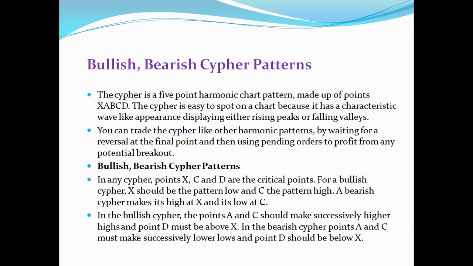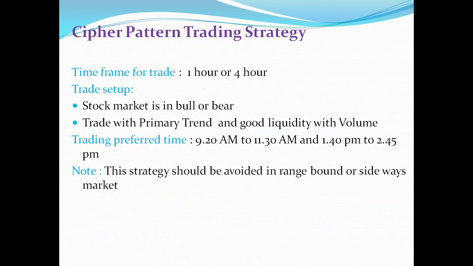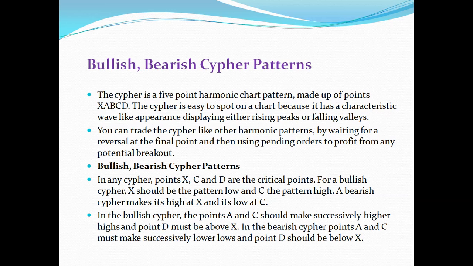Let's go ahead with the bullish cipher pattern. The cipher is a 5-point harmonic pattern made up of points X, A, B, C, D. The cipher is easy to spot on the chart because it has a characteristic wave-like appearance, displaying either rising peaks or falling valleys. You can trade the cipher like other harmonic patterns by waiting for a reversal at the final point and then using pending orders to profit from any potential breakout.